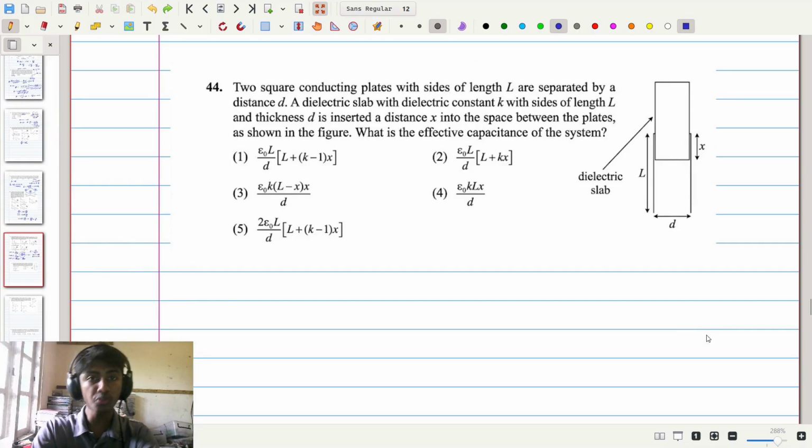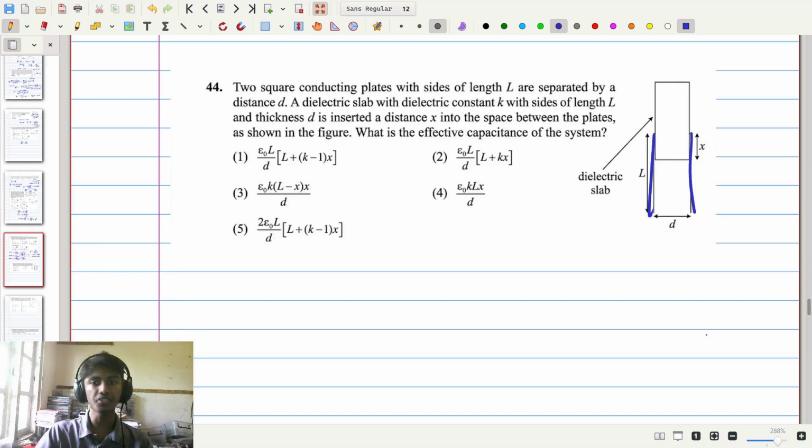Now moving on to the next question, question 44 says, two square conducting plates with sides of length L are separated by distance D. A dielectric slab with dielectric constant K, sides of length L and thickness of D, is inserted a distance x into the space between the two plates as shown in the figure. Now they ask us what is the effective capacitance of the system. So here what they're asking is what is the effective capacitance between these two plates.